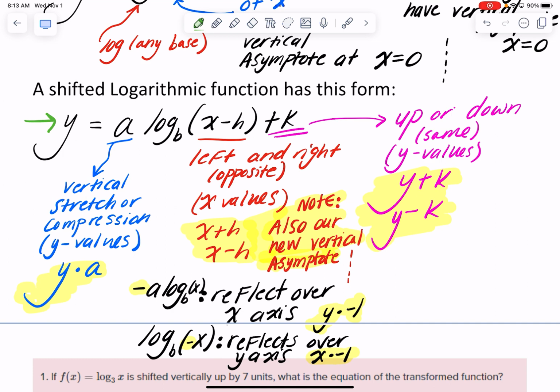That's a shift up and down. The sign stays the same. That goes with our y values. So to fix your y values from your parent function, you'll add k or subtract k. Now, if you have 2 shifts for y, then you have to do it in the correct order. Remember, a is a shift for y and plus k. So you have to multiply by a first and then add k.